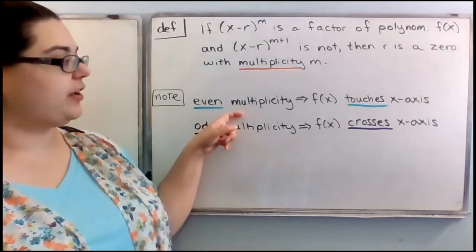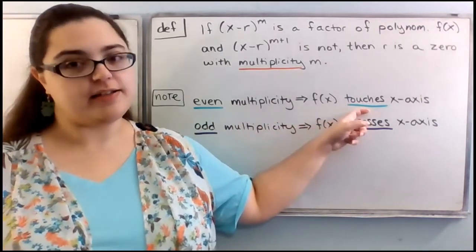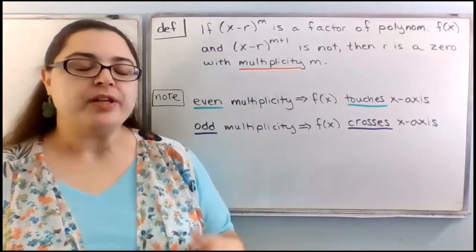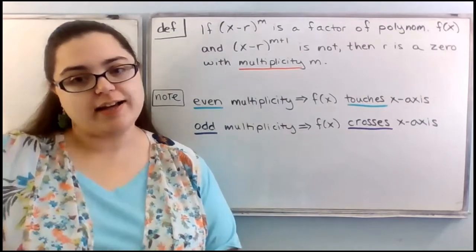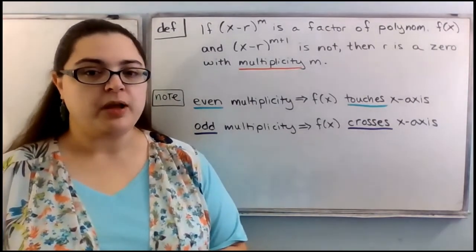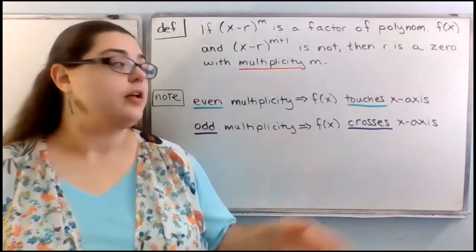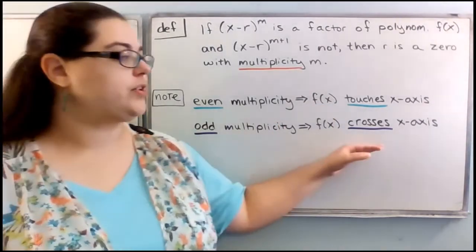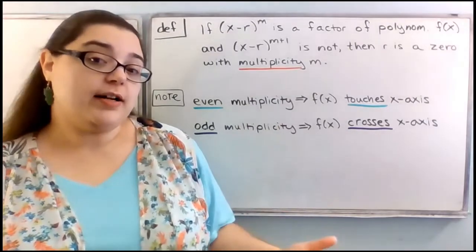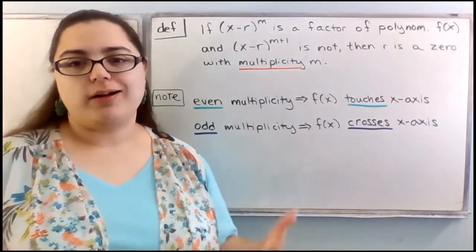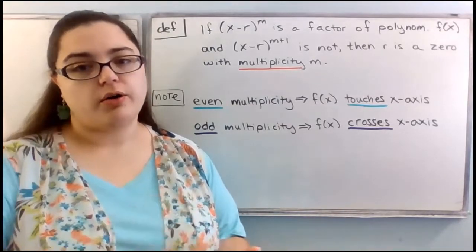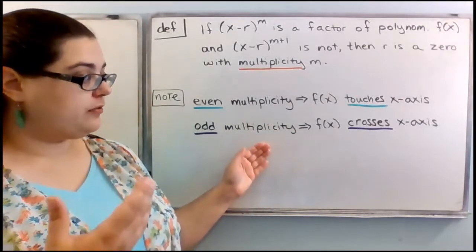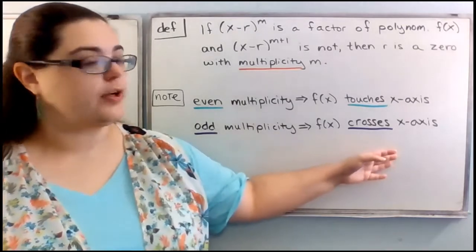So if the multiplicity is even, that means that f of x is going to touch the x-axis, meaning there's a turning point there. Think about x squared, just the basic squaring function. It touches the x-axis at the origin as it turns around. So if you have an even multiplicity, like squared, that's what's going to happen at that x-intercept. If you have an odd multiplicity, now it's going to cross the x-axis. Think about y equals x, so x to the first, an odd exponent, or y equals x cubed. Both of those functions go through the origin and pass through it. They cross the x-axis at that intercept. So if you have a root that has an odd multiplicity, you're going to cross the x-axis at that point.